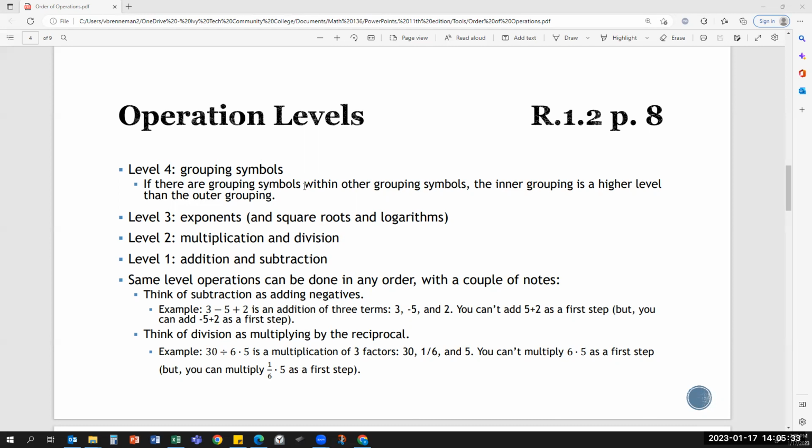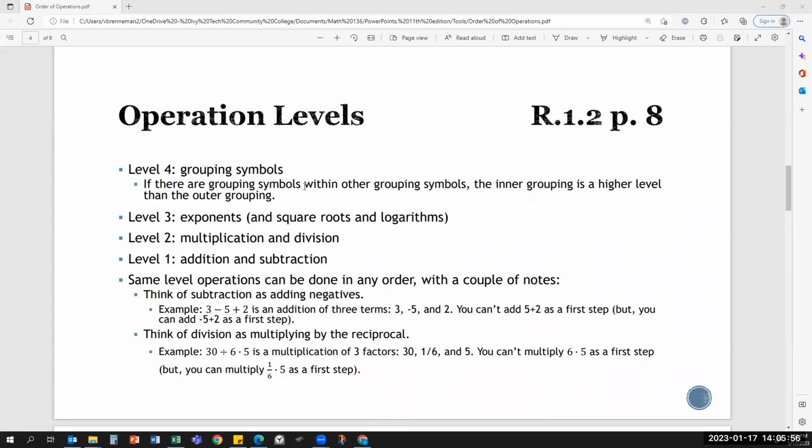The highest level operation: exponents, square roots, logarithms. Then the next level down: multiplication and division. And the lowest level: addition and subtraction. Same level operations can be done in any order as long as you think of subtraction as adding negatives and write division as multiplying by the reciprocal.